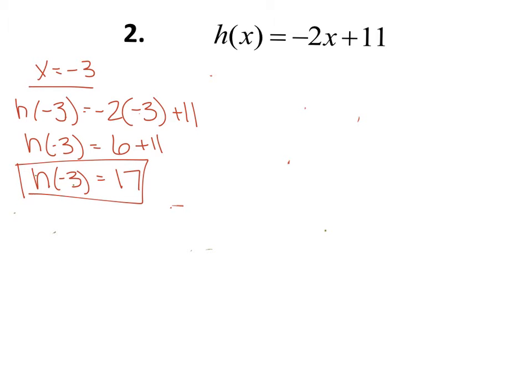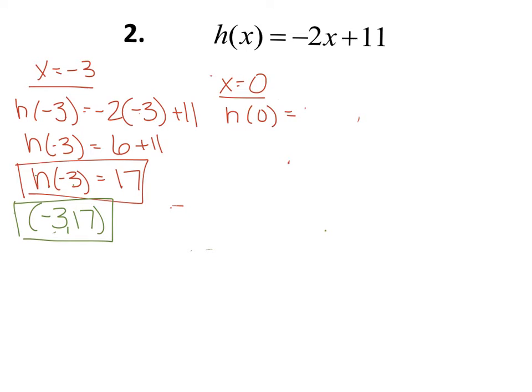And just like Miss Zarnes was saying, if I wanted to write that as an ordered pair so I could plot that point, you would have the ordered pair (-3, 17). I'll try and write a little smaller here because that erasing was kind of annoying. Then the next one here, when x equals 0, 0 is my favorite one. It tends to be a little faster. So h of 0 equals -2 times 0 plus 11. -2 times 0 is just 0. So h of 0 equals 11.